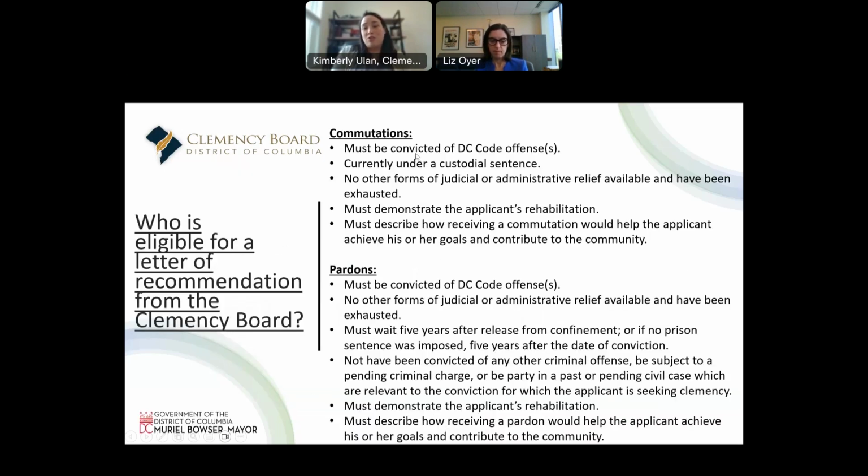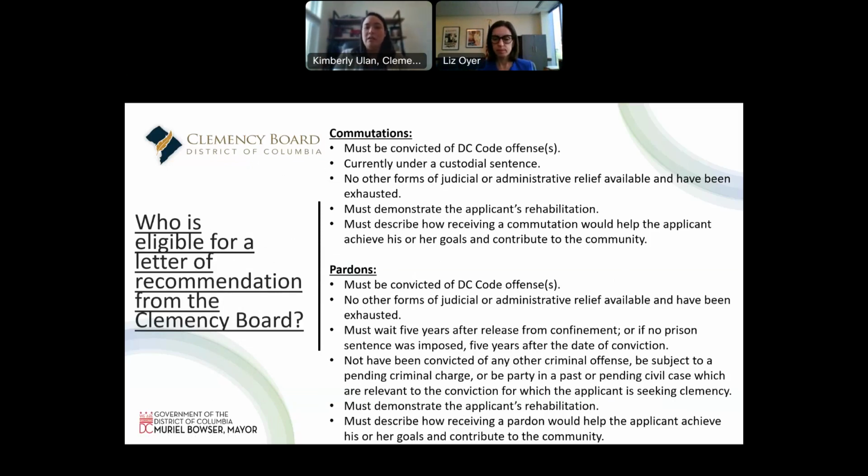So to be eligible for a letter of recommendation, it has to be a DC code offense. Usually the easiest way to figure out if that's what you have is that you were prosecuted in Superior Court in DC, not federal court. And then the remainder of the requirements are just that you have no other form of judicial or administrative relief available. And for pardon specifically, you have to wait 5 years after release, which is the same as the DOJ's eligibility requirements.